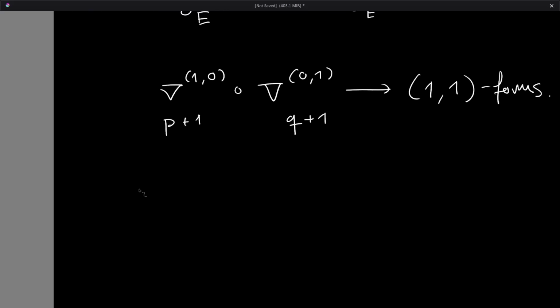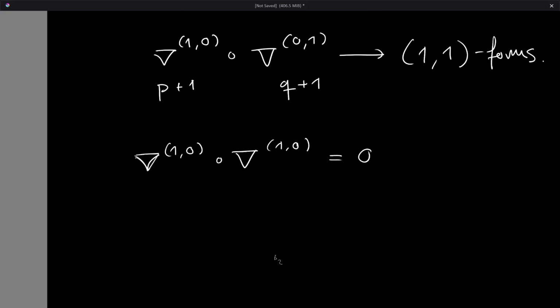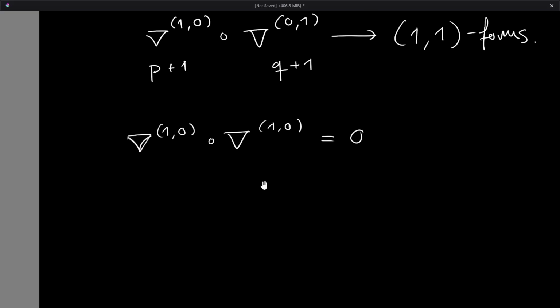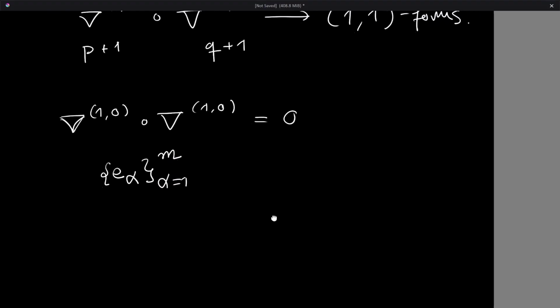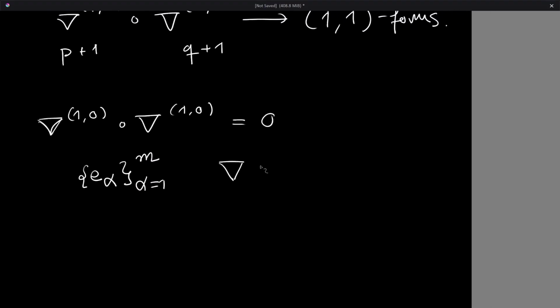So we have to prove that this is 0. So how do we do that? The way we do this is, firstly, we expand in a local frame field. So let's add a local frame field, alpha equals 1 to m. Then we know that we can decompose the connection into a bunch of connection forms, omega alpha beta tensor E beta.